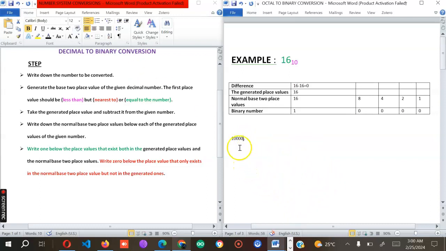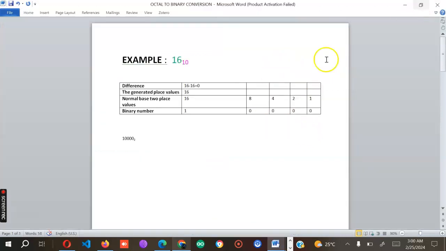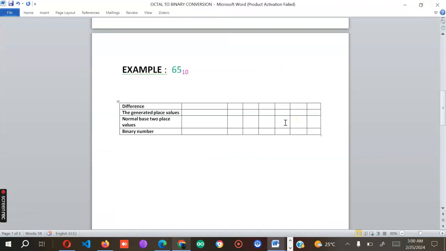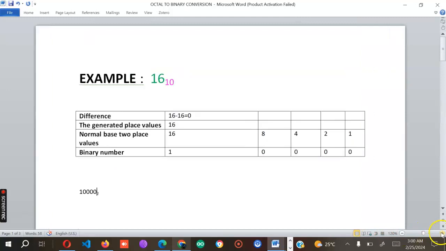So what we have done, we have converted this decimal number to the other base. I hope you have understood what we have done on this part. Okay, let's move to our next example. I will be a little bit fast because we have already covered the other one.